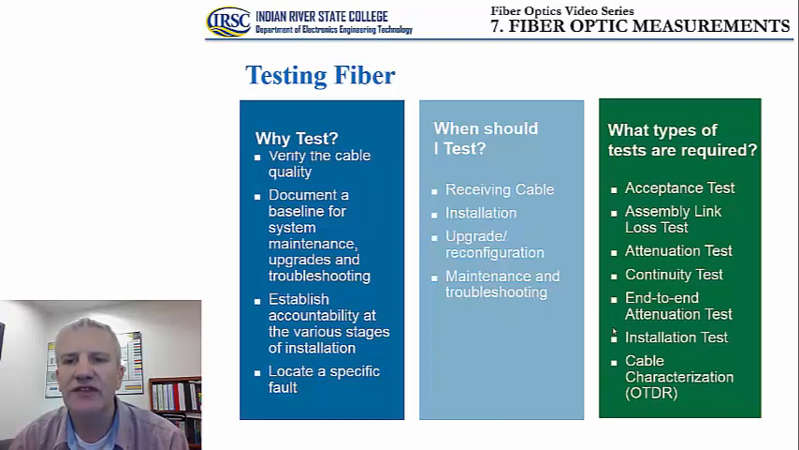What types of tests are required is also listed here on the right side. We may perform an acceptance test. We may conduct an assembly link loss test. There's also an attenuation test, continuity test. It's possible also to do end-to-end attenuation test, cable characterization using OTDR. So there's a large variety of different types of tests at different levels and at different times that are being conducted during the life of an optical fiber link, from its installation throughout its use.